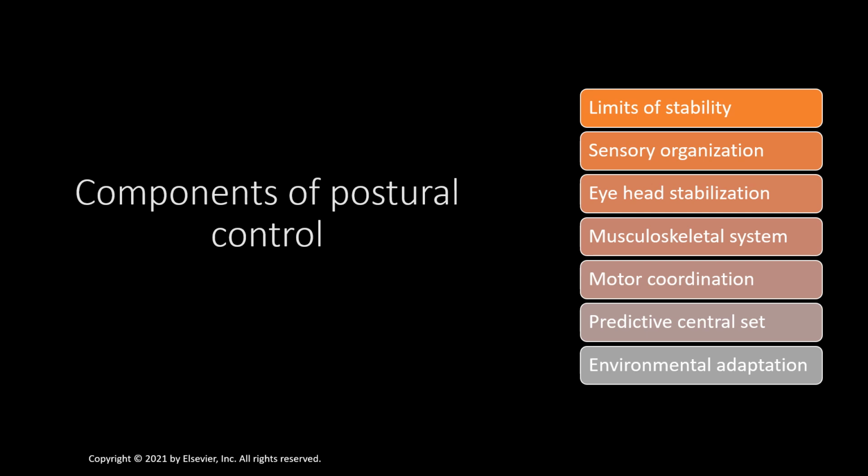Predictive central set, do they have any kind of system inside of them that helps them to anticipate postural changes? Do they have any kind of experience to draw from? Are they learning any kind of muscle memory? What predictive central set is the patient operating with? And environmental adaptations, how well are they able to adapt to their environment, but also what adaptations need to happen within their environment to maximize their postural control?